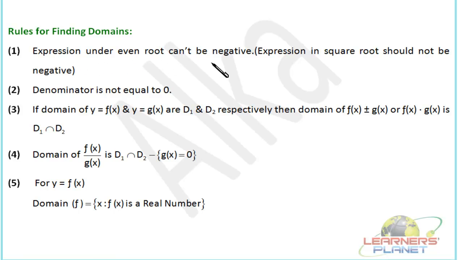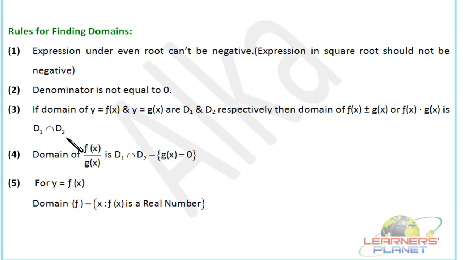Expression under an even root cannot be negative. That we know. For a real expression, the term under the square root should not be negative, right? Denominator cannot be 0, otherwise it will be an undefined term. Domains of y = f(x) and y = g(x) we assume to be D1 and D2. Then the domain of f(x) ± g(x) or f(x)·g(x) is the intersection of D1 and D2.